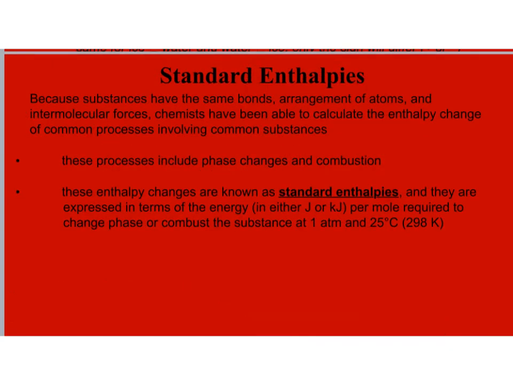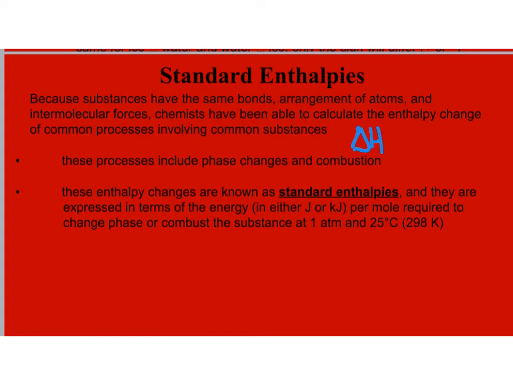So this is kind of a weird slide, but the idea is because substances have the same chemical bonds, the same arrangement of atoms and intermolecular forces, chemists have actually been able to calculate the change in enthalpy. So they've been able to calculate delta H for common processes of common substances. For example, we know how much energy water gives off when it freezes. We know how much energy water gives off when it boils. So these are the processes of phase changes and combustions.